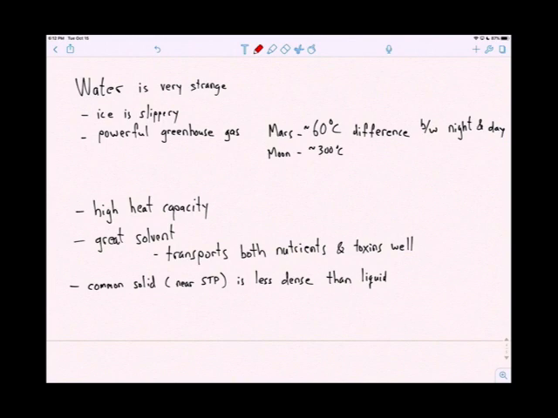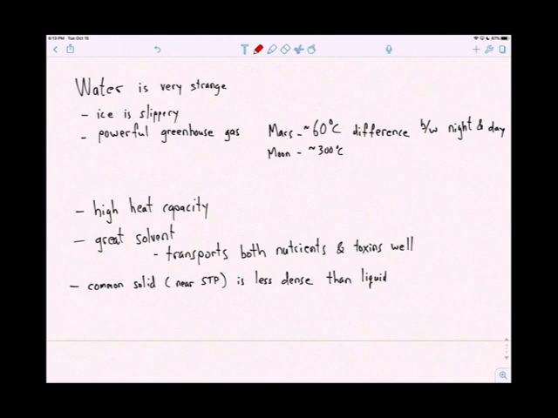So if you've ever been to a desert where there's relatively little water vapor in the air, the difference between day and night is quite large. Whereas if you're in a very humid place, the difference between day and night is not so significant. So that shows you that water is the greenhouse gas of the Earth. If it wasn't for water, the Earth would be significantly cooler than it is now.